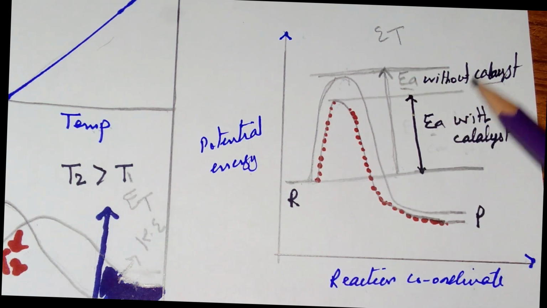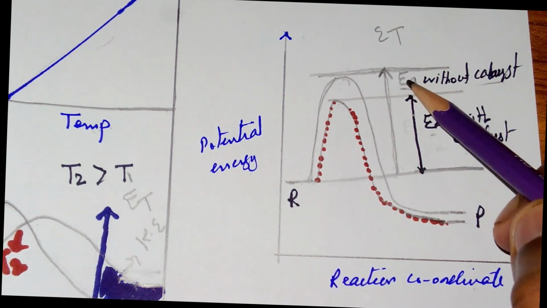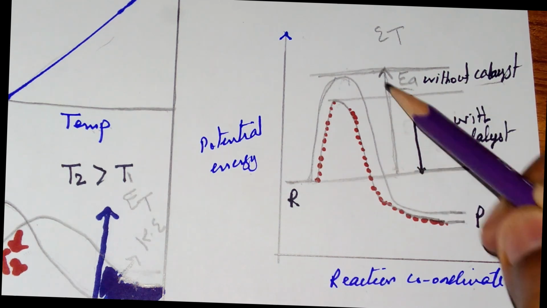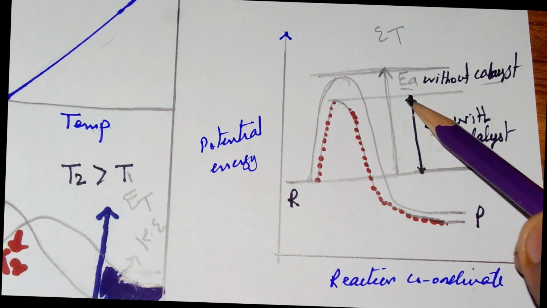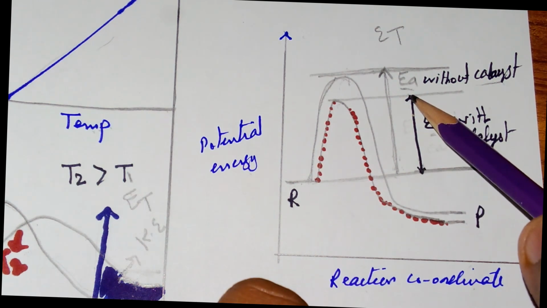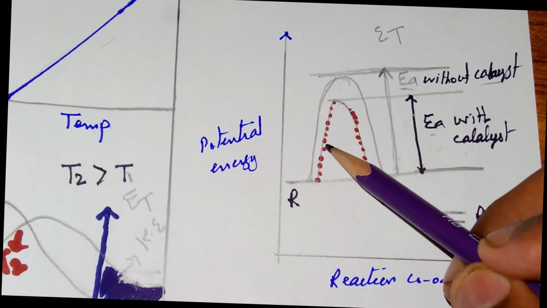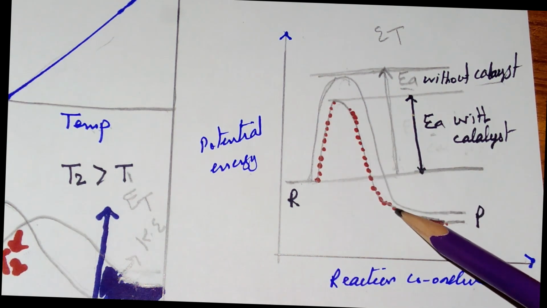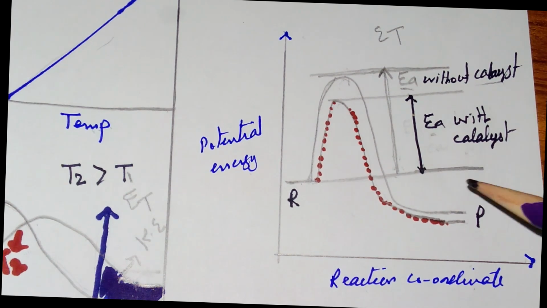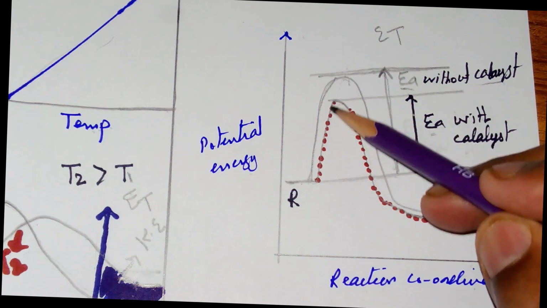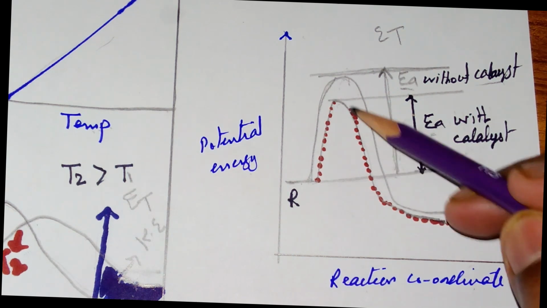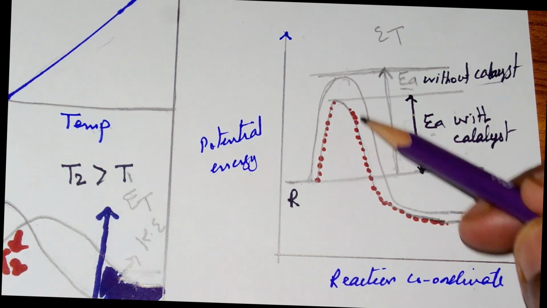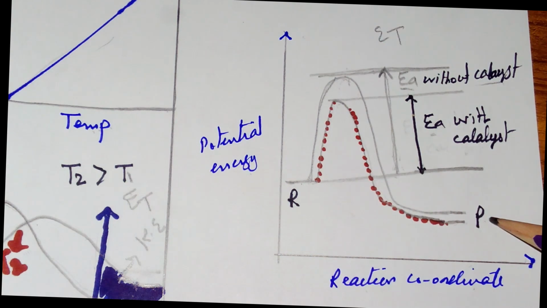If we compare the two activation energies, the activation energy of the reaction without the catalyst is a wide gap, and the activation energy with a catalyst is much smaller. So we can say that the catalyst provides an alternative path for the reaction to take place, a way or path for the reactant to form the product. So this is the product.